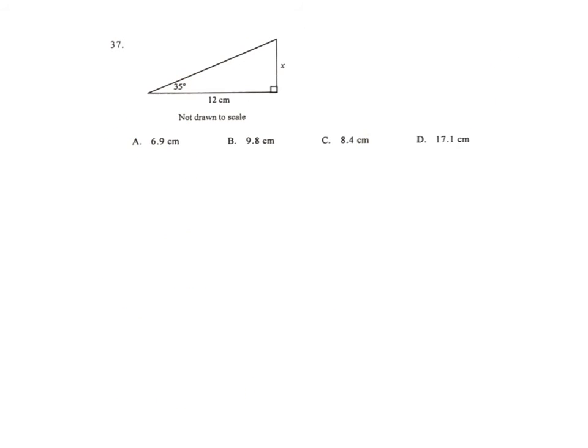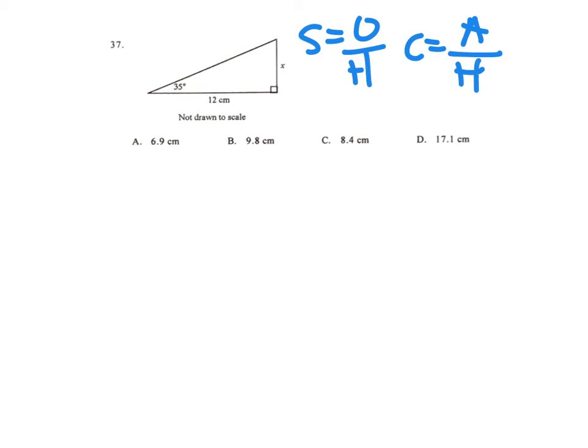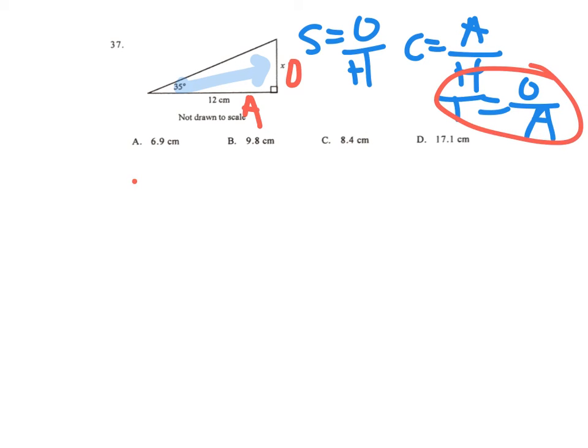And for 37, we're doing the same thing. We're going to use SOHCAHTOA, so sine is opposite over hypotenuse, cosine is adjacent over hypotenuse, and tangent is opposite over adjacent. We have our angle here, and across from that angle, we have our opposite. I'm going to switch colors so it doesn't blend. Next to it, we have our adjacent. We have OA, so we're going to use tangent. So I'm going to do the tangent of 35 equals x over 12, opposite over adjacent.